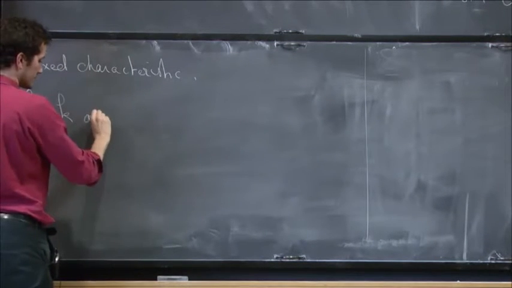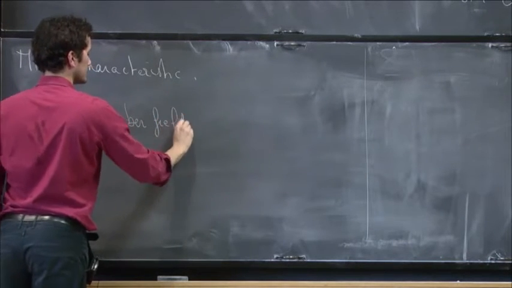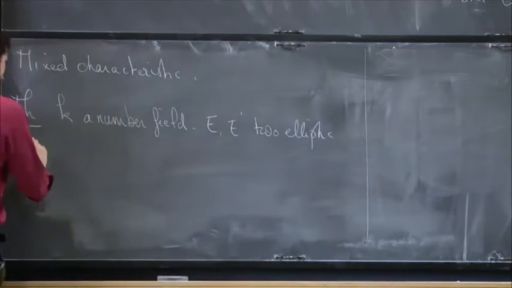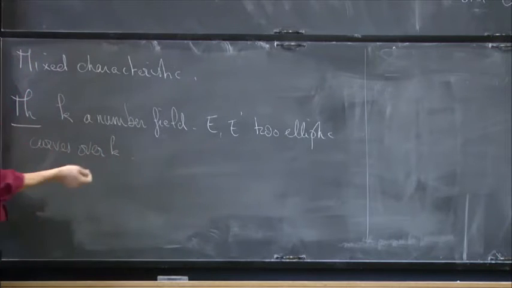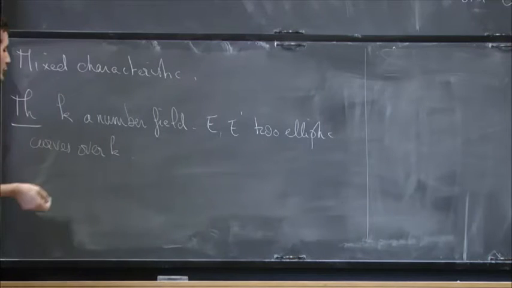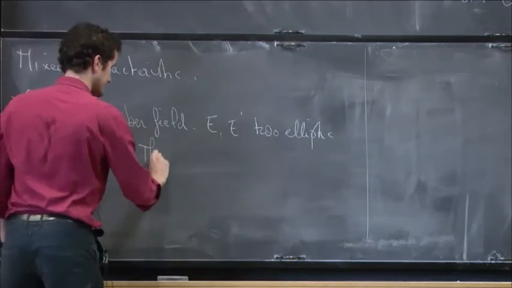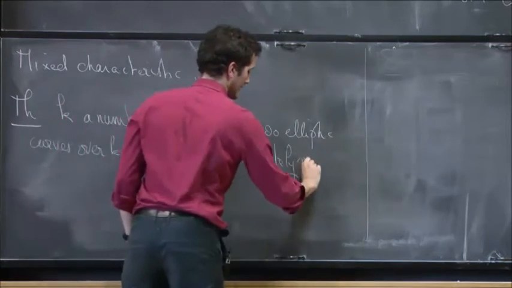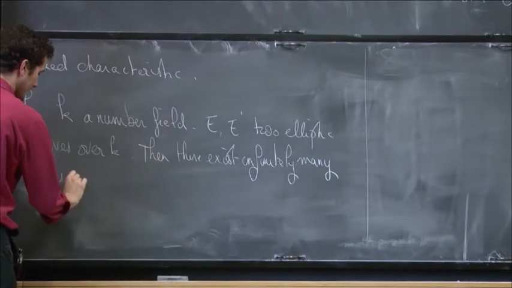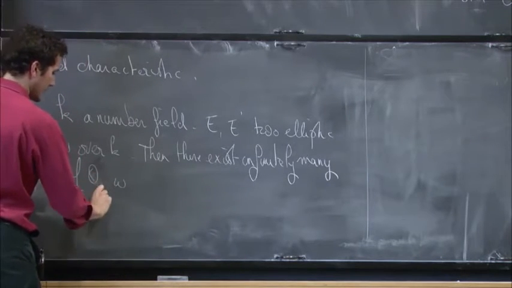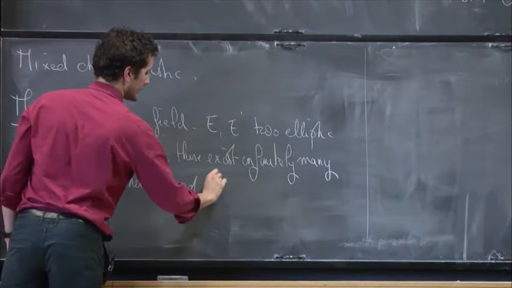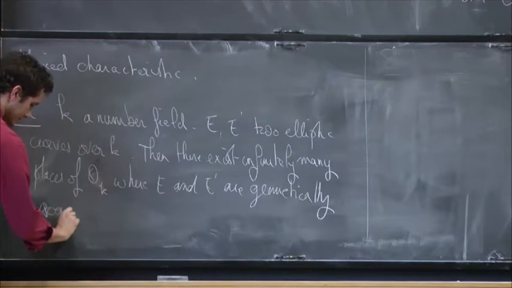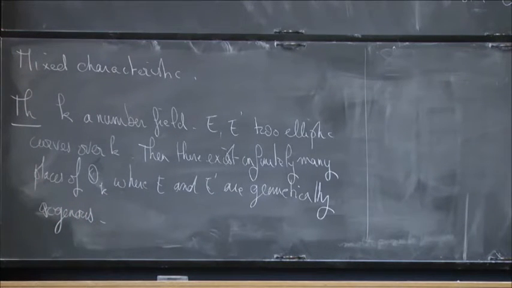So K is a number field, and then E and E prime are two elliptic curves over K. Here I don't need to add a hypothesis of non-isotriviality because no curve over K is isotrivial over OK. Well, then there exist infinitely many places of K, well, let's say OK, where E and E prime are geometrically isogenous. Okay, so that's the theorem I want to prove.